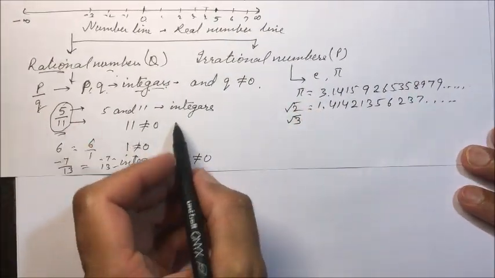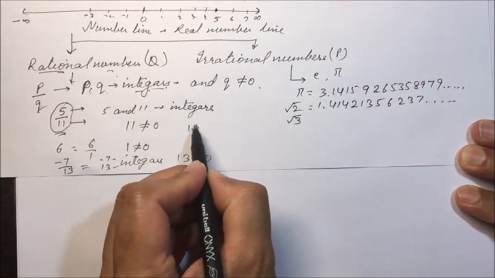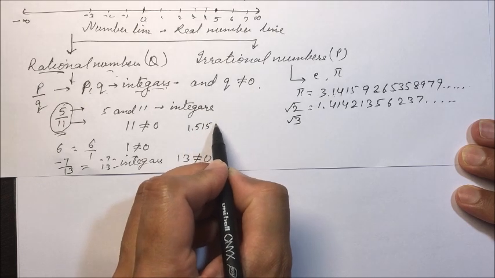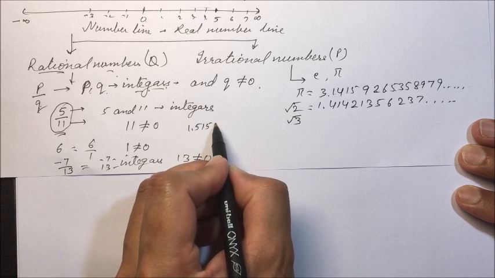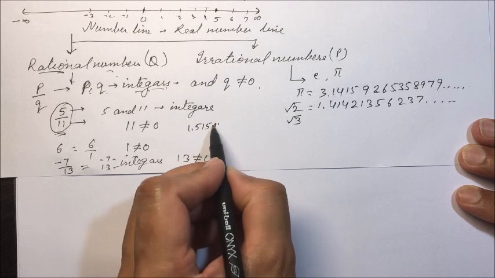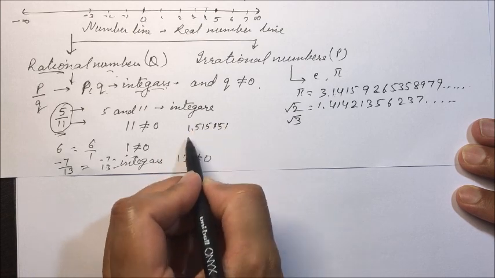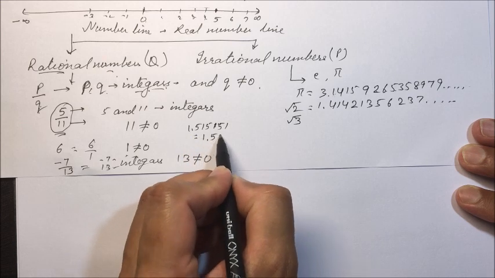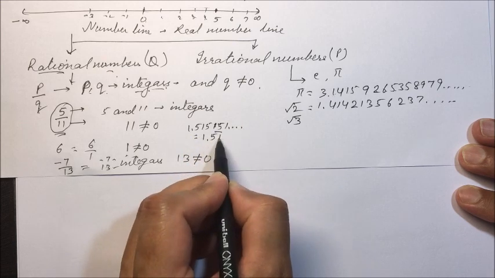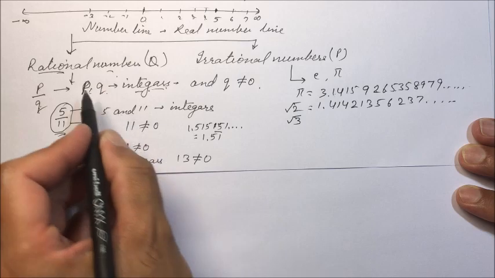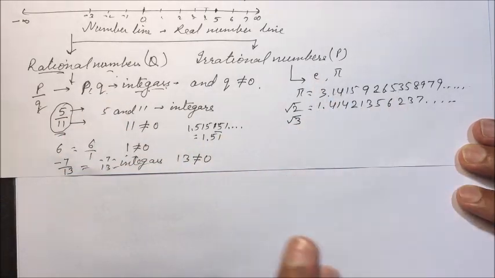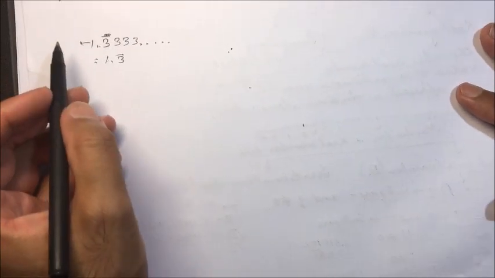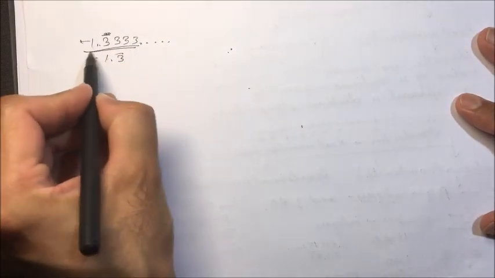For example, if I take a number 1.515, it can be represented as 1.51 bar because 51 is repetitive again. So this is a rational number, and we will prove how it is a rational number and these are irrational numbers. So consider this one. We have to prove that this is a rational number.